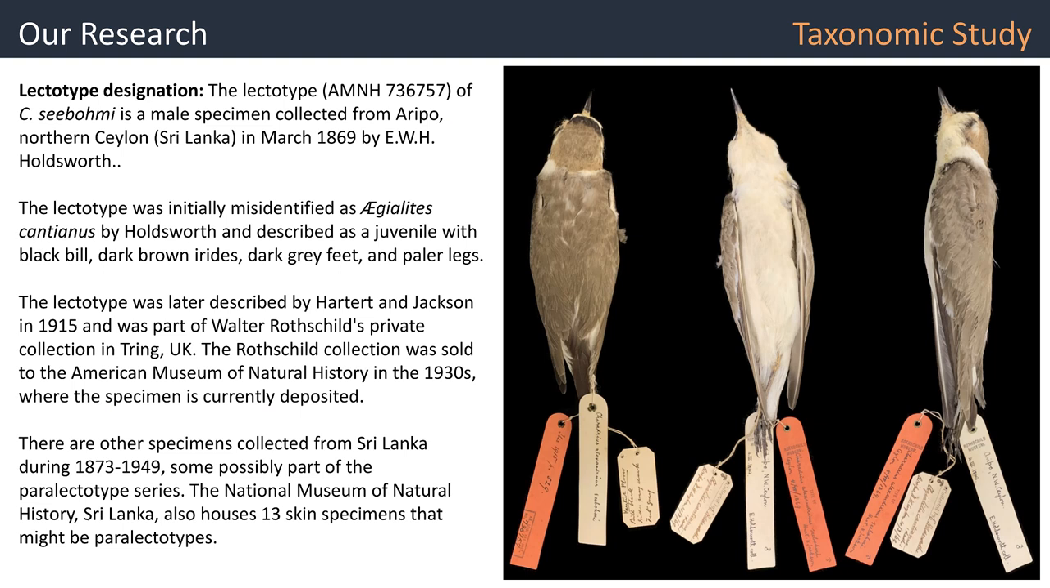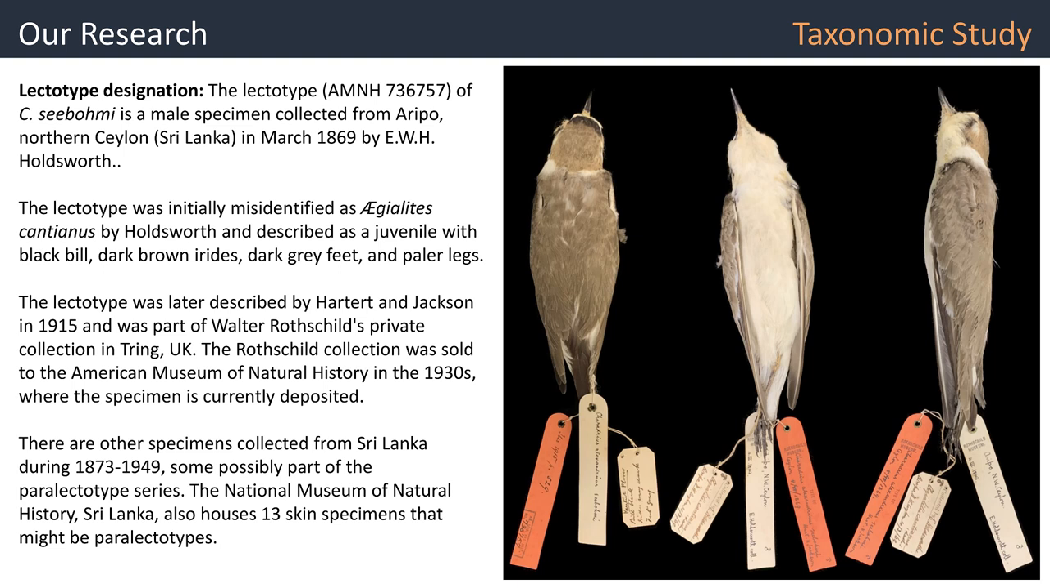Okay, as I mentioned earlier, this specimen, we assigned this as the lectotype, and this is from the Holdsworth collection. Now this specimen is in the American Museum of Natural History. This specimen has gone a long journey to the American Museum. It was collected from Arippu in Mannar region in Sri Lanka in March of 1869 by Holdsworth.